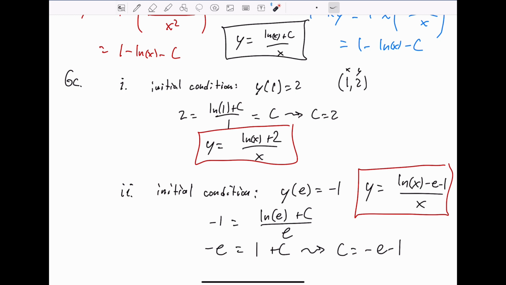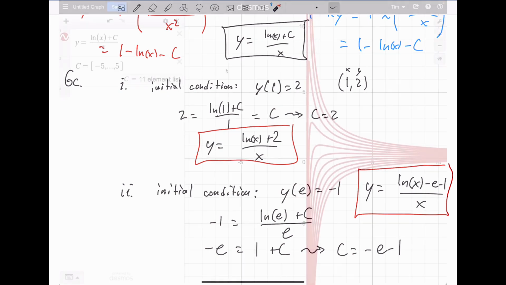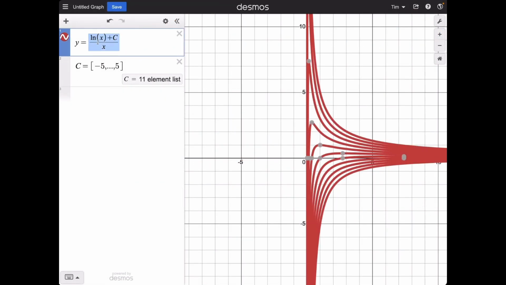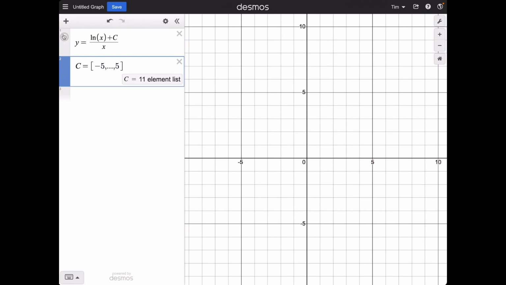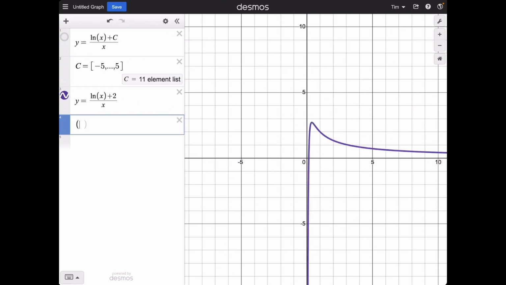So we'll take a look at these in Desmos now, and we'll see that this first specific solution passes through the point 1, 2. The second particular solution passes through the point e, negative 1. So here in Desmos, once again, here's our family of solutions. This is the general solution with different values for c, but we want to plot the two particular solutions that we just found. So the first one, the c value was 2, and this is supposed to pass through the point 1, 2. There it is. So there's the particular solution satisfying this initial condition or passing through that point 1, 2.